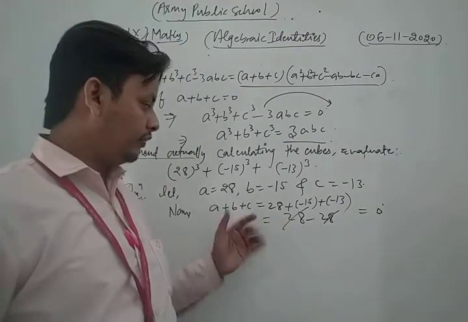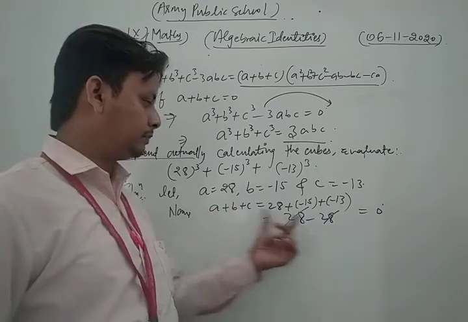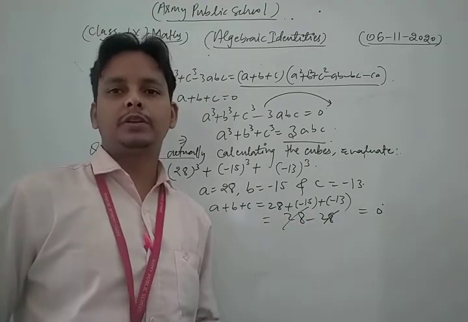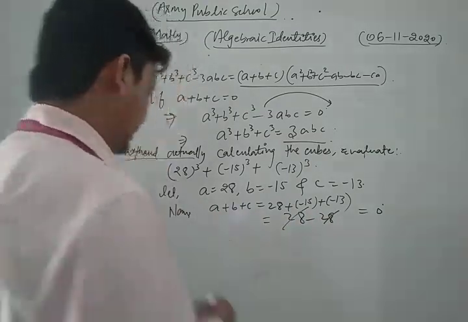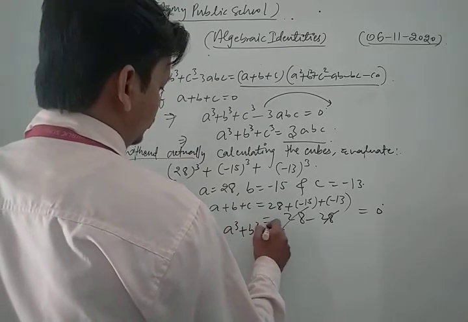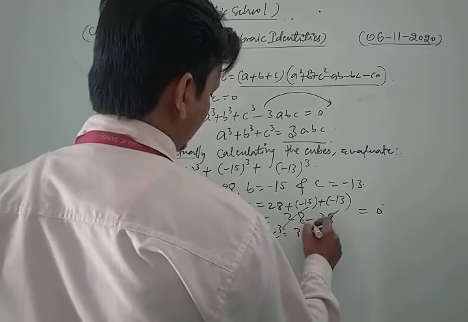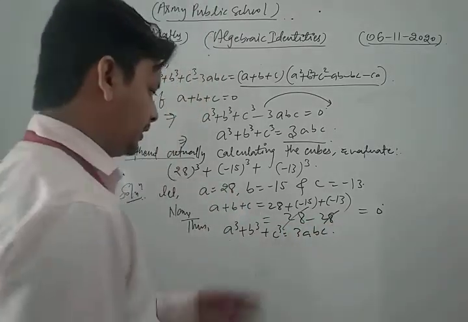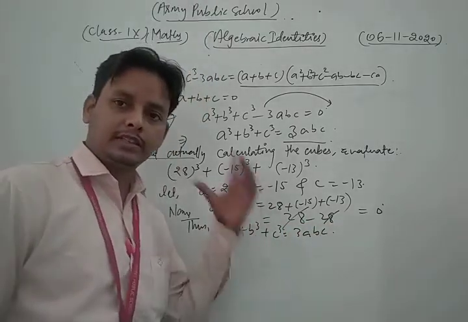Thus, if the value of a plus b plus c is 0, then the value of a cube plus b cube plus c cube is equal to 3abc, because I just discussed that topic.